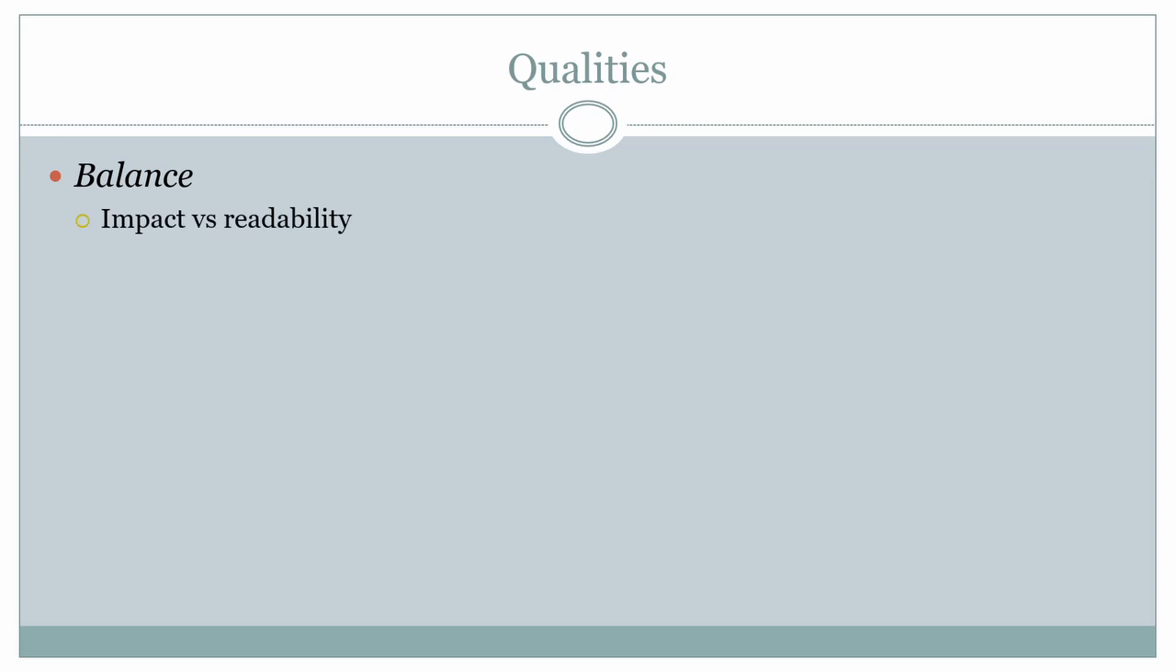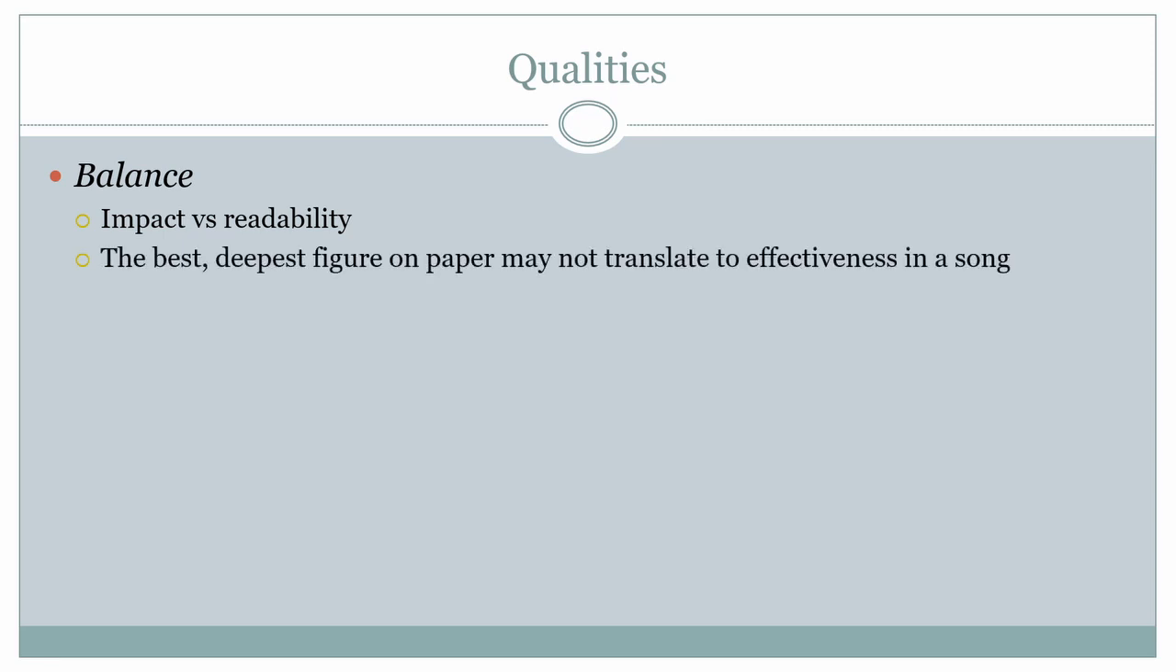Final quality we want to think about with word choice is balance. We want to balance impact with strong, powerful words, with readability, with words that are accessible. We want to balance between a deep figure that on paper may be really good when you're just reading it and you read the line multiple times and you think about it and you turn it around in your mind and you're like, wow, this is really deep. But when you're singing a song, just remember you've got seconds, maybe fractions of a second to think about something before you have to move on to the next line.